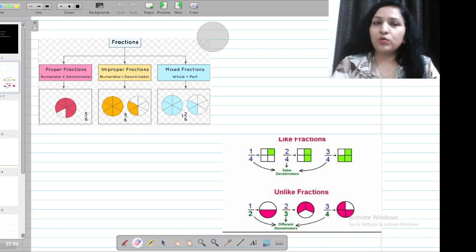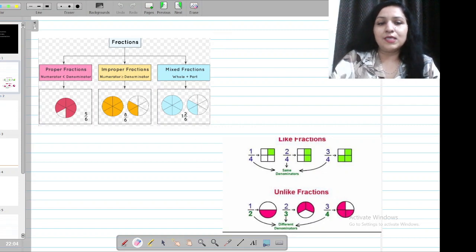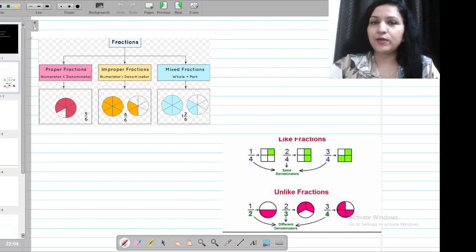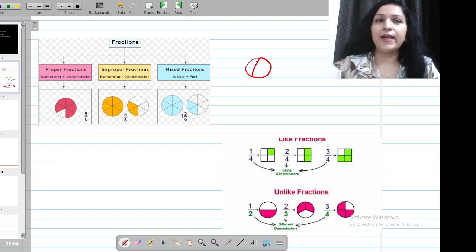So fraction, we all know that fraction is the part of a whole. If I am having one circle, let me just start with a basic introduction. If I am having a circle and I divide it in four equal parts, okay? Please mind, I'm saying the parts should be equal. So if I'm taking just one part out of four, this fraction will be 1 upon 4.